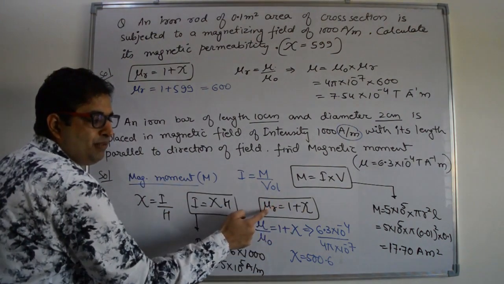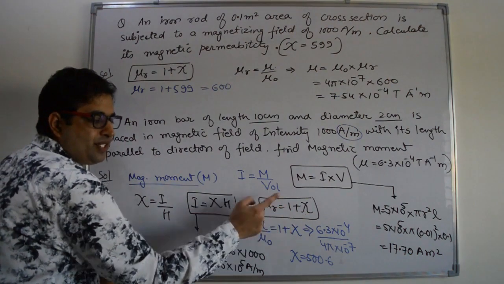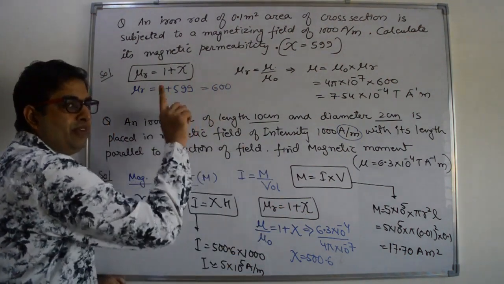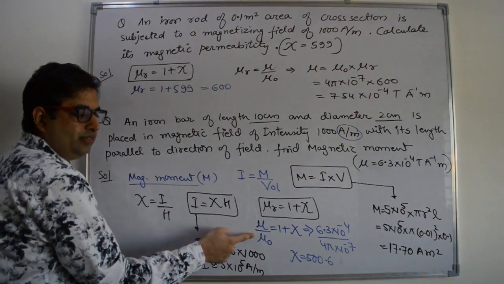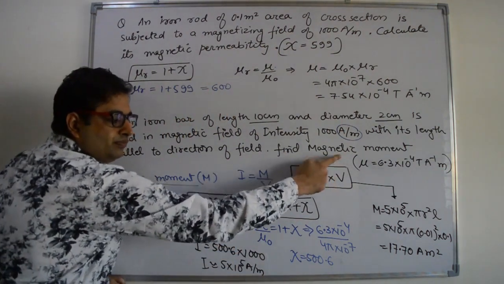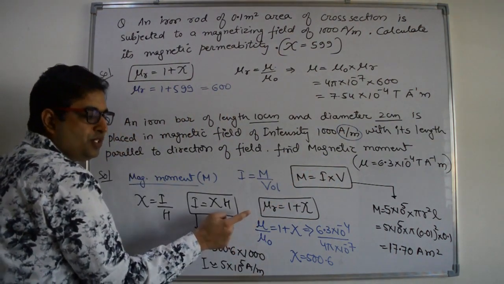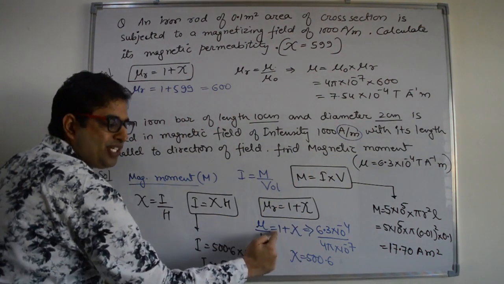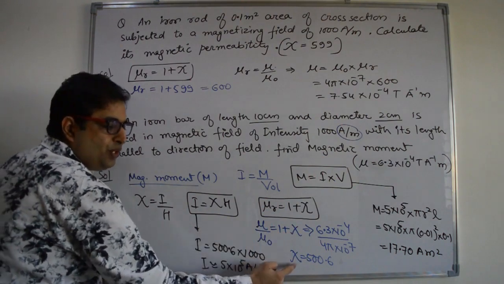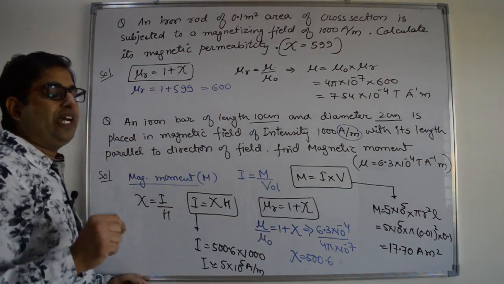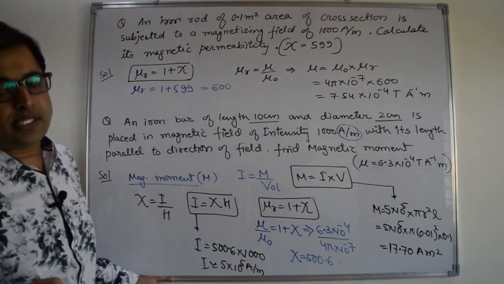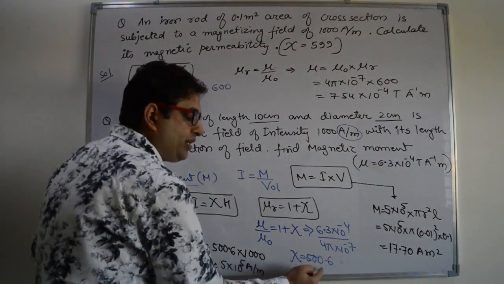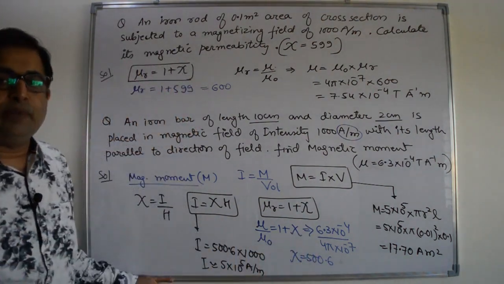Susceptibility: mu r is equal to 1 plus chi. So mu r is mu by mu naught, as in the previous case. Mu is given to you. Put the value of mu naught. So mu by mu naught minus 1, shift this one this side. You will get susceptibility as 500.6. Susceptibility does not have any unit, so it is only a number, 500.6.